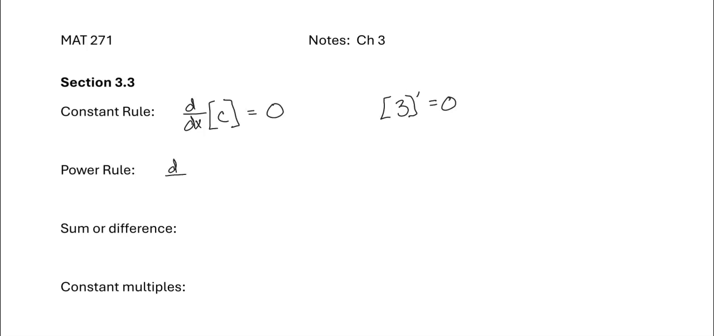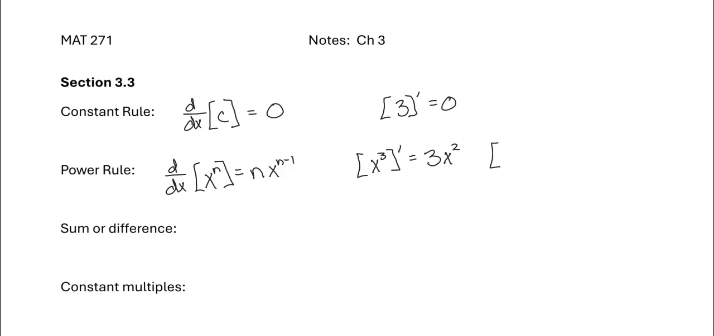The power rule. If I want to take the derivative of x to the n, we bring the exponent down and we subtract 1 from the exponent. So for instance, if I want to take the derivative of x cubed, bring the exponent down, subtract 1 from the exponent, we're going to get 3x squared.